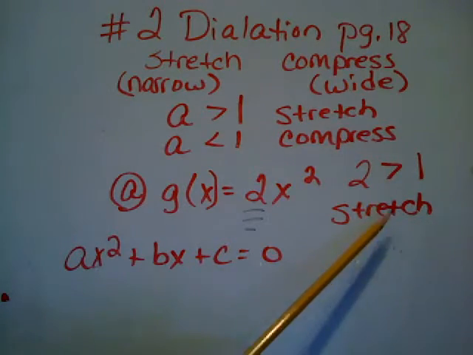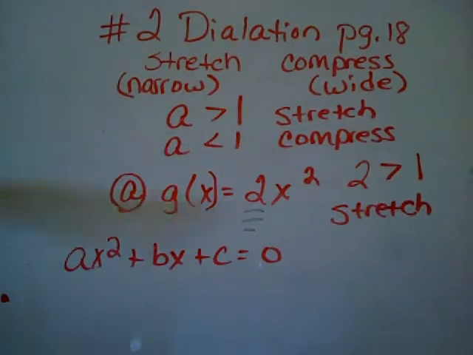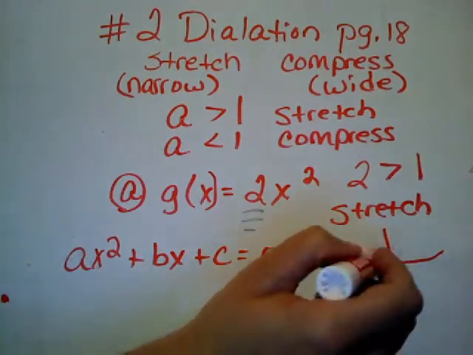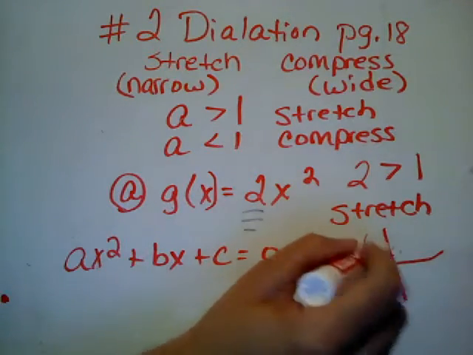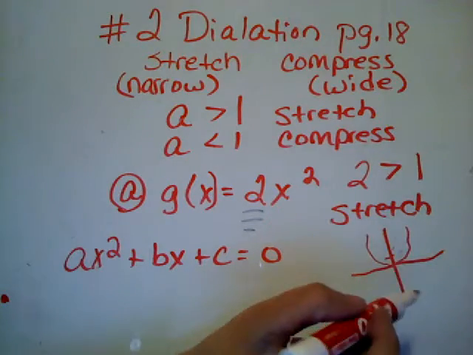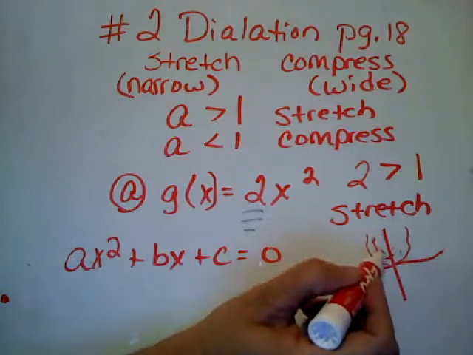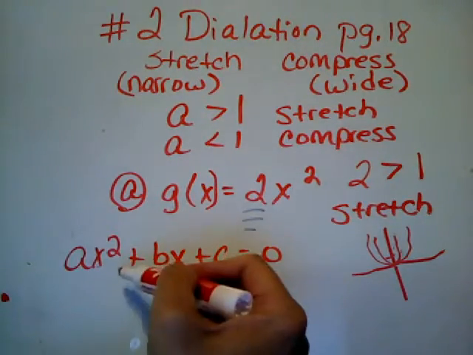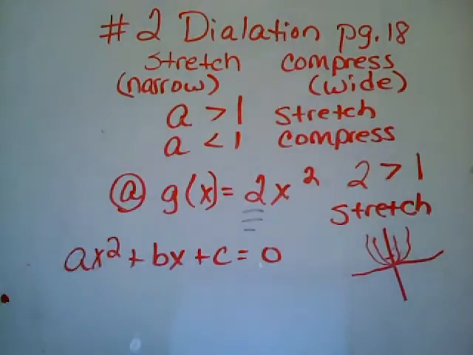So what's going to happen is it's the same parabola, but it becomes narrower. So if we drew this, it would be the same parabola here. Same parabola, but it would become a more narrow parabola. That's all that means. If I put that 2 in front of there, it's going to become more narrow.